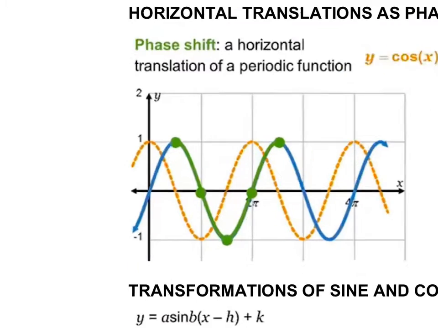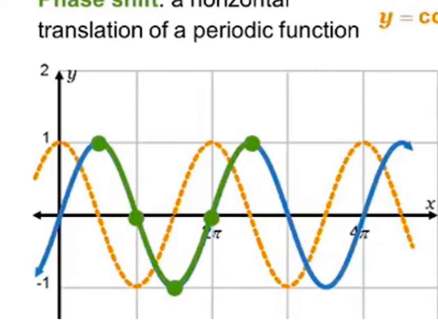So let's think about what's happening here. If I go from this point to this point, all we are doing is adding pi over 2. To go from this point to this point, we are adding pi over 2, and so on and so forth.